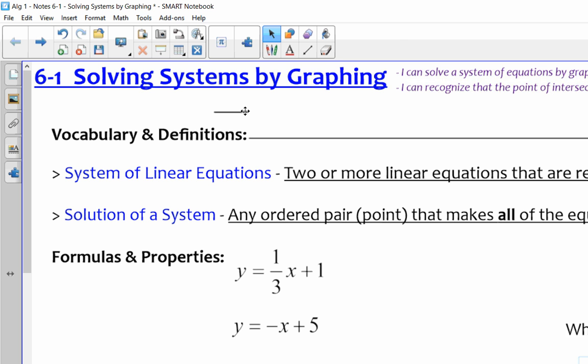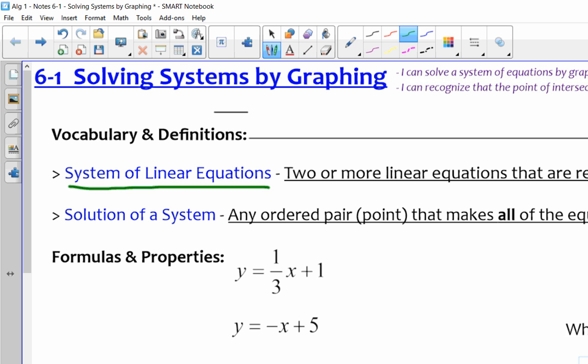If you go ahead in your notes, write down the system of linear equations, and then that's the definition. And remember, while you're taking notes, if I start going too fast, just hit pause, get your notes caught up, then go back and hit play again. A system of linear equations is two or more linear equations that are related.